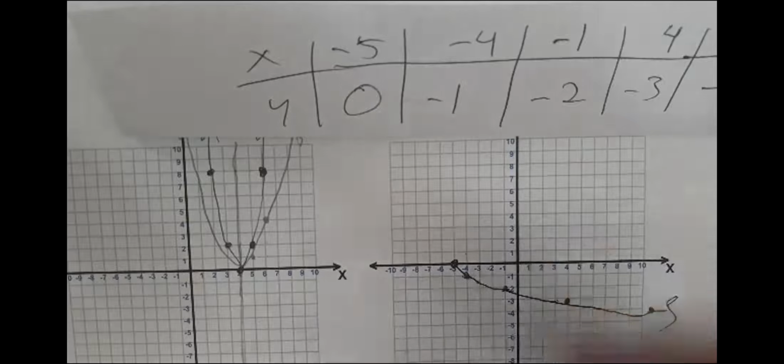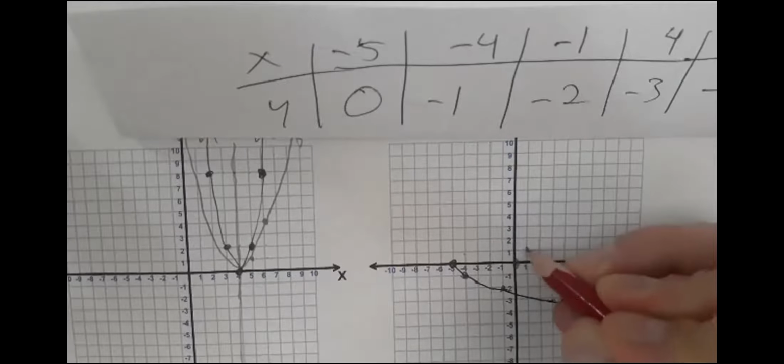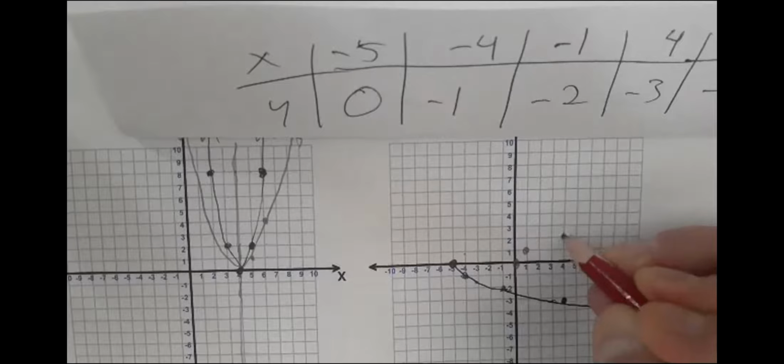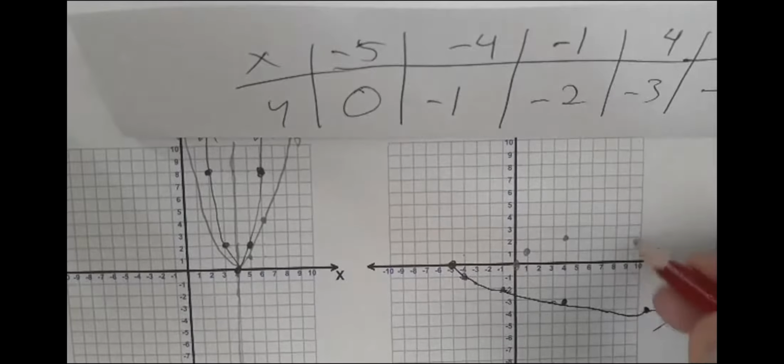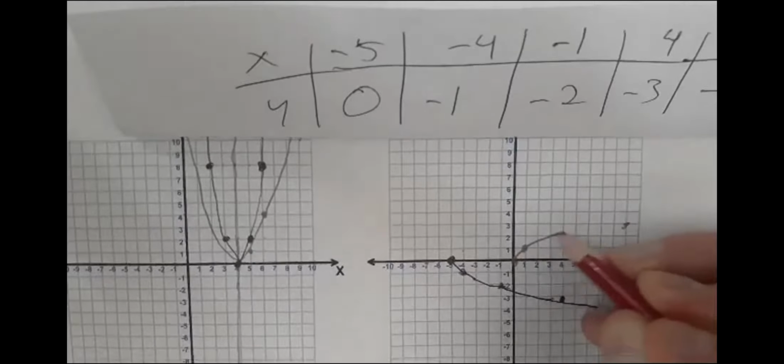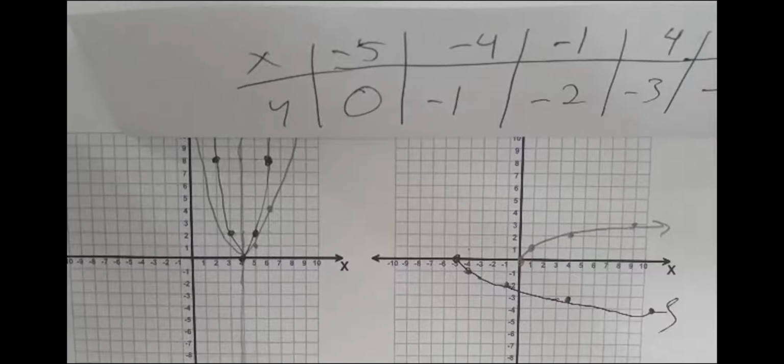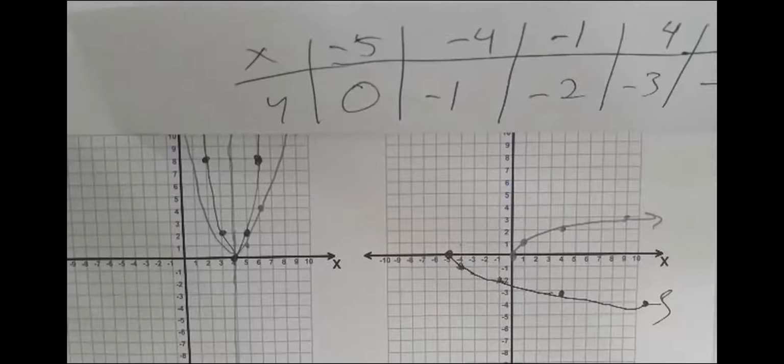And to recap, let's put the original one on there. The original one here. So what happened is I subtracted 5, moved it left 5, and I flipped it.